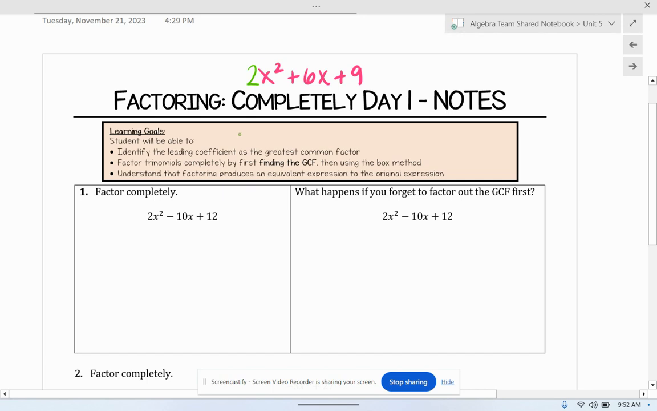You might have a 2. Or these might be different. You might have x to the third, x squared, and an x right here, okay? Today, I'm going to teach you how to factor completely.